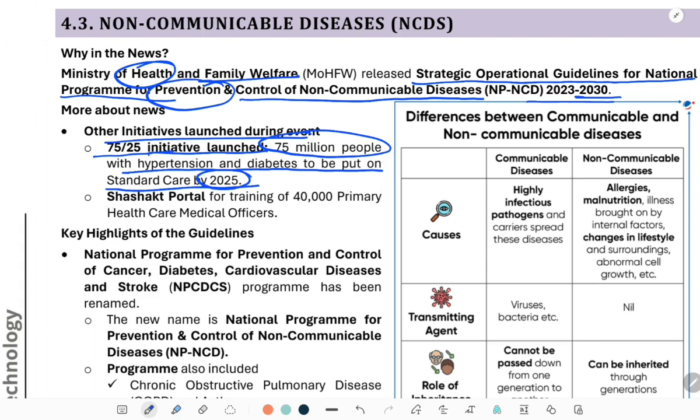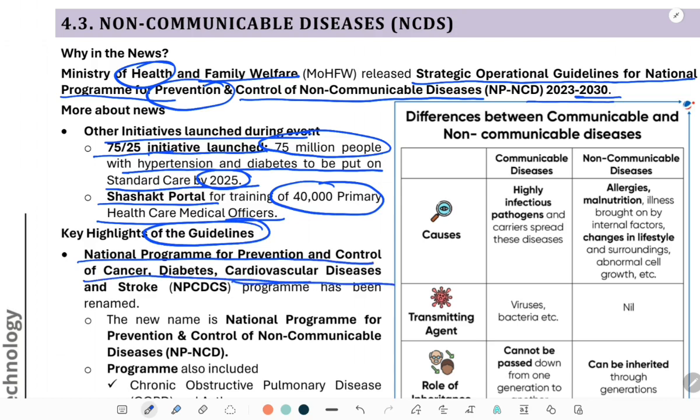Then the Sashakt portal for training of 40,000 primary healthcare medical officers. Then key highlights of these guidelines. The highlights of these guidelines are that the National Program for Prevention and Control of Cancer, Diabetes, Cardiovascular Disease and Stroke program has been renamed.